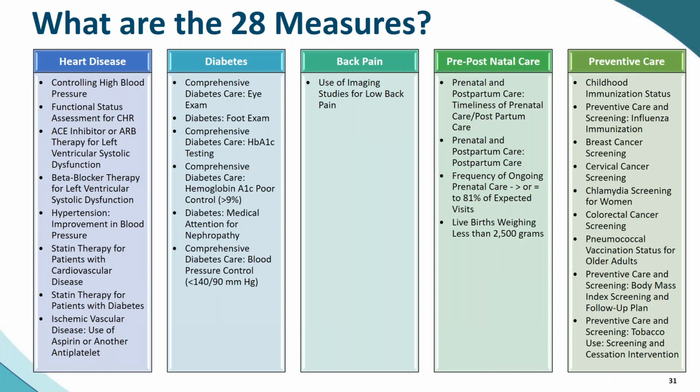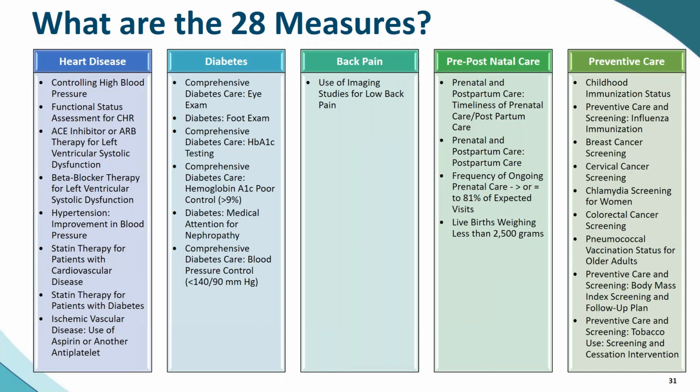The 28 measures that are available within the quality data set, you're going to see there's a huge focus on hypertension and diabetes. Those two leftmost columns, you're going to see under heart disease, we have controlling high blood pressure, hypertension improvement in blood pressure, and we even have statin therapy for patients with diabetes under heart disease.